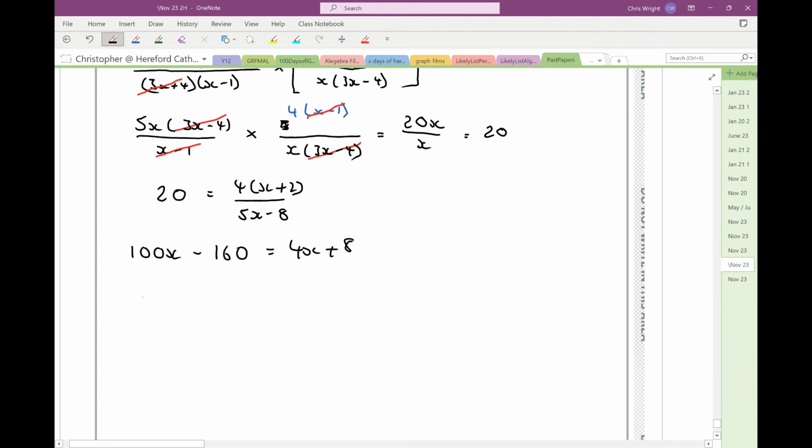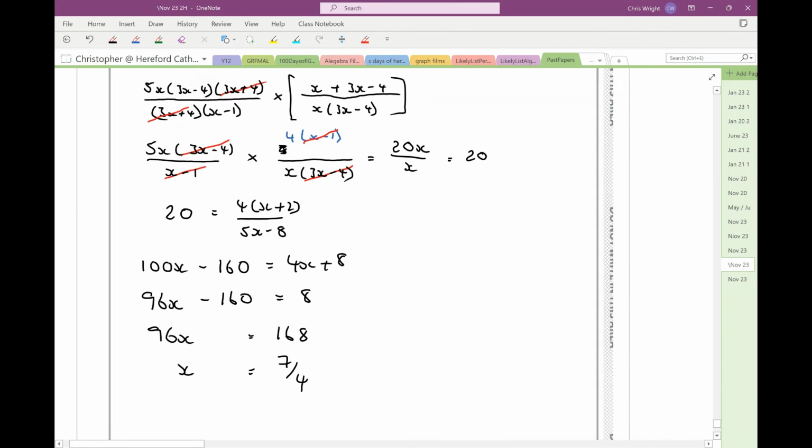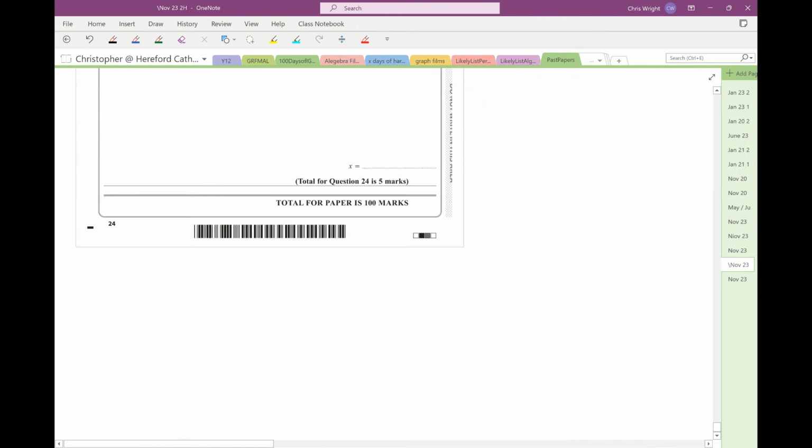Subtract 4x from both sides. 96x minus 160 equals 8. Add 160 to both sides. 98x equals 168. Divide both sides by 96. X equals 7 over 4. And there you are. That's that last question done.